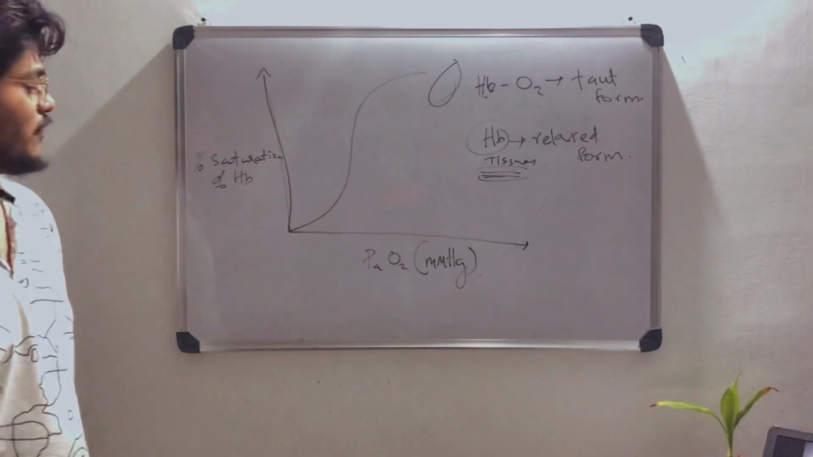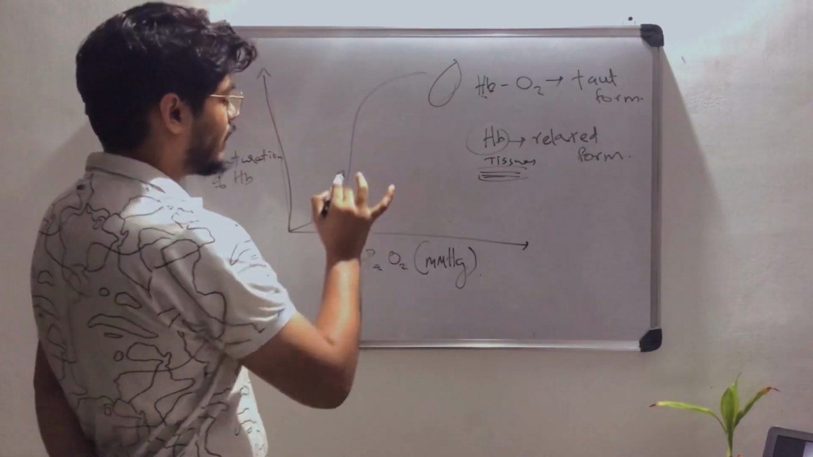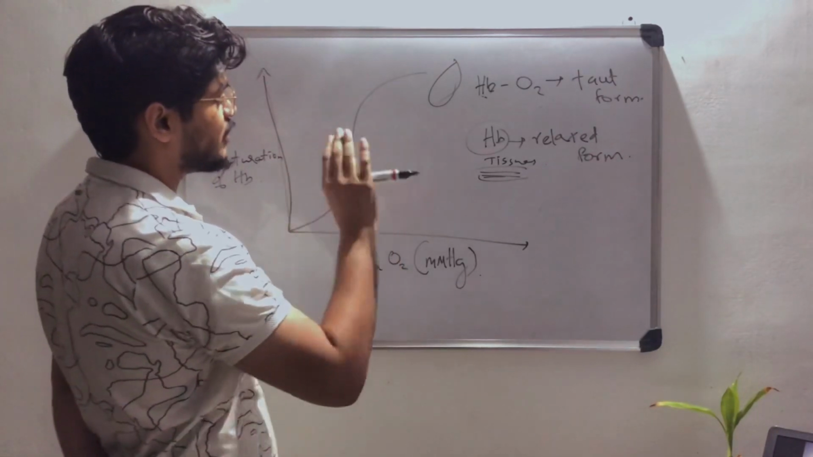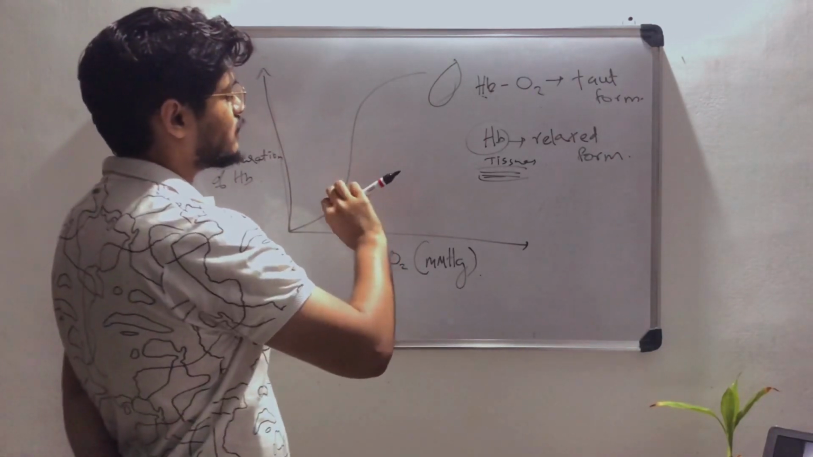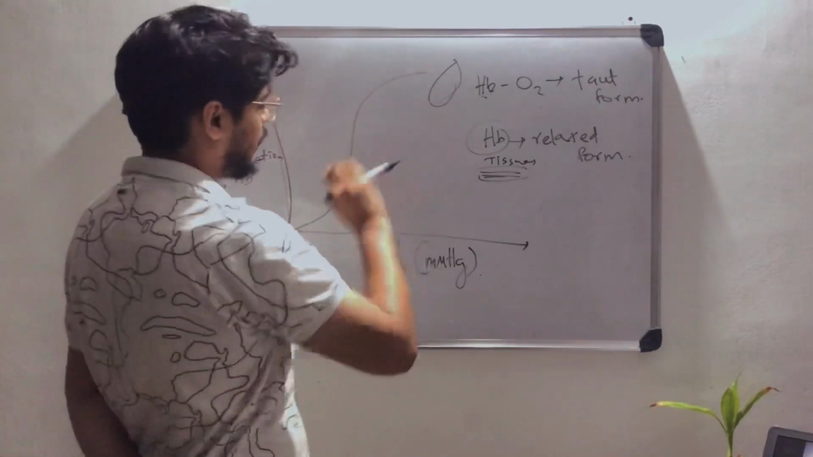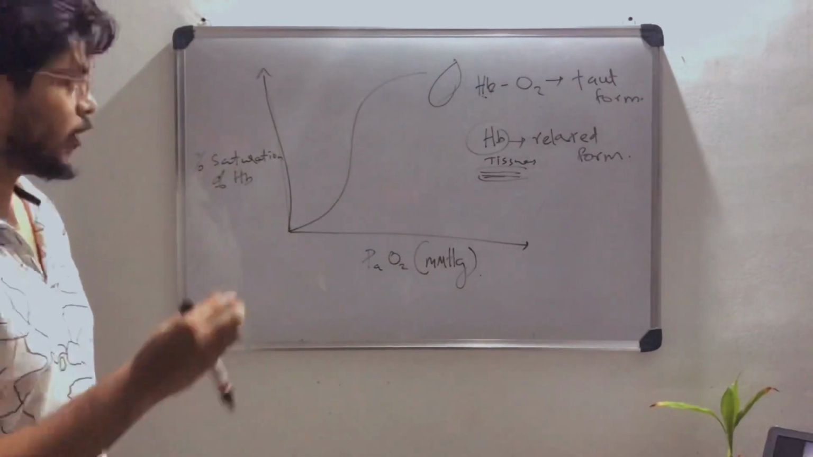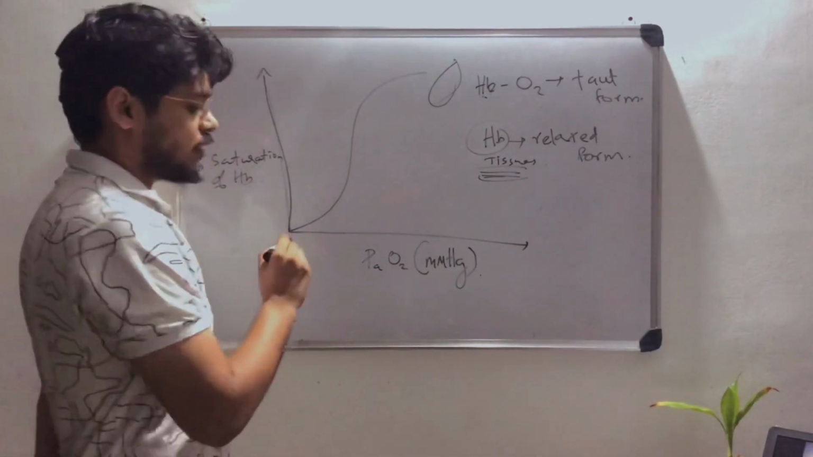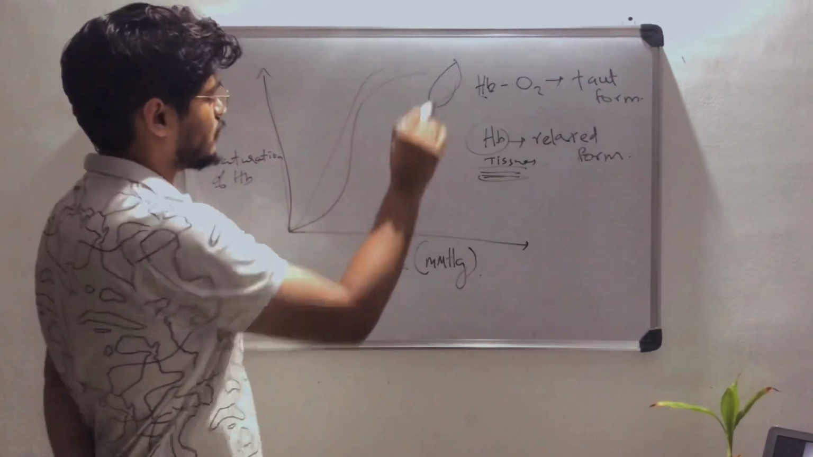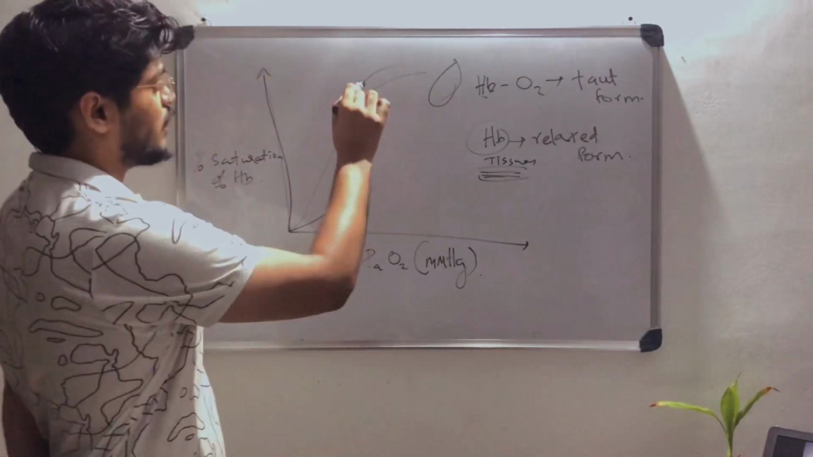So this is the graph. That means there is some relation that makes it curve like an S shape, right? Why is it in that shape? Why can't it be a straight line or something, like myoglobin? Myoglobin's curve is something like this. So why don't we have a curve like that?